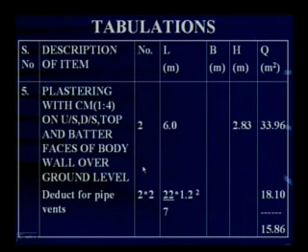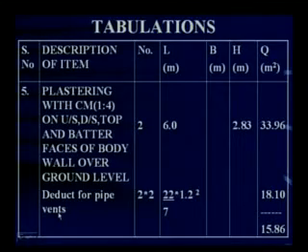As you can see, the pipe is embedded in the head wall, is it not? So we make deductions for pipe vents. Okay. How many vents are there? For every head wall you have 2 faces, right? So I have taken 2 vents on each wall, right? So there are 2 head walls. So 2 into 2, it comes to 4. 2 for one head wall, 2 for the other head wall.